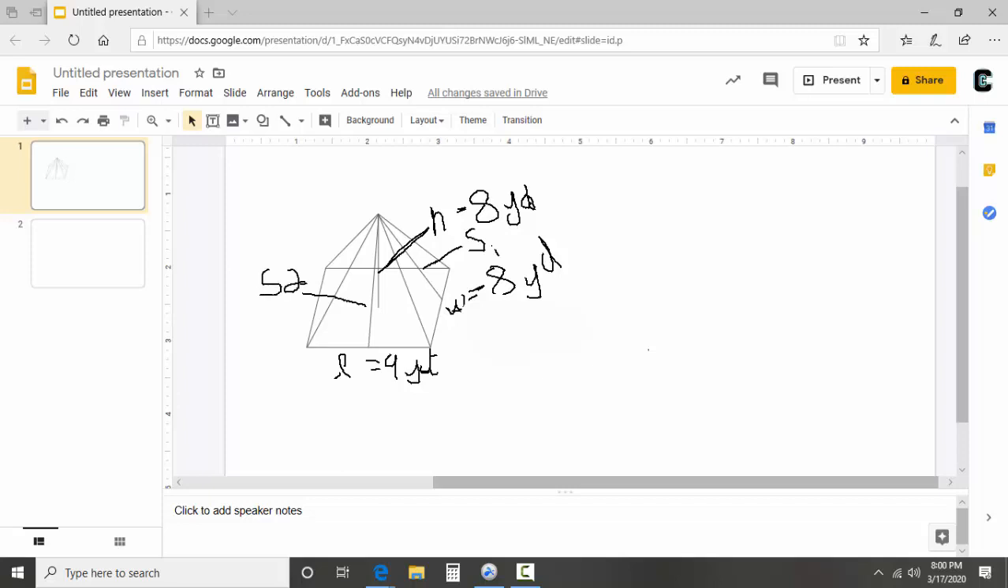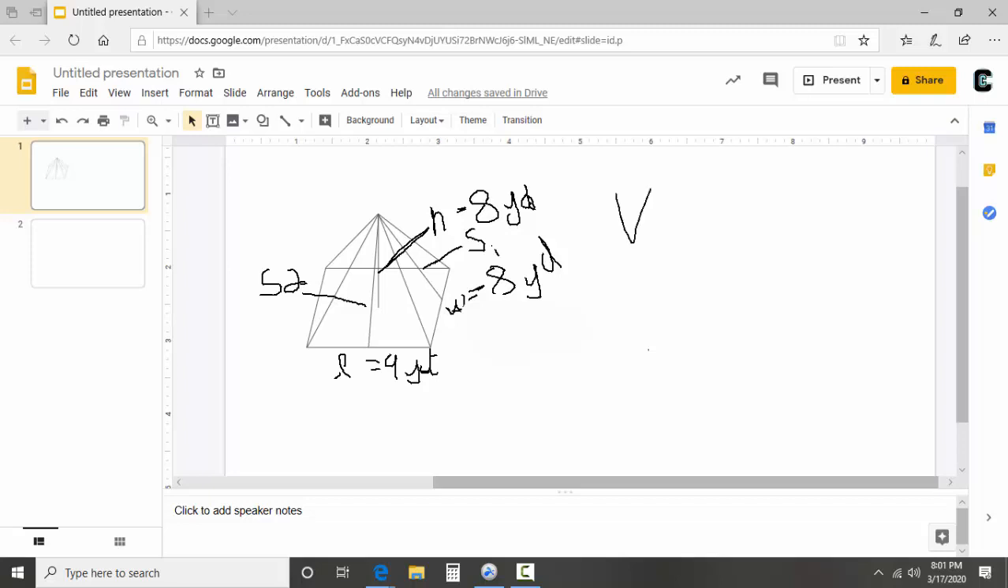There we go. Slant 2. Now, again, slant 1 is the one that's going to go from the top to the midpoint of the width. Slant 2 goes from the top to the midpoint of the length. That's very important as we establish the equation for surface area.